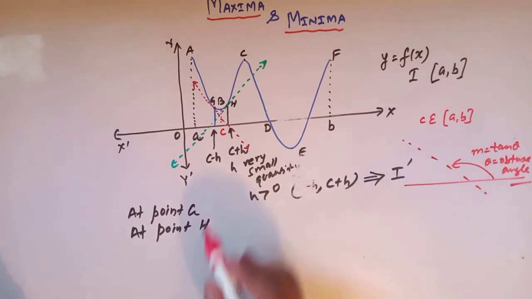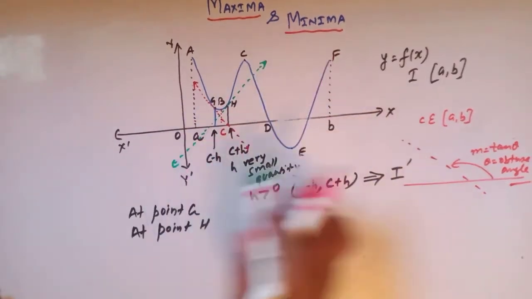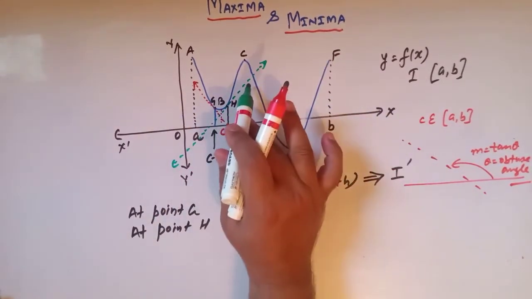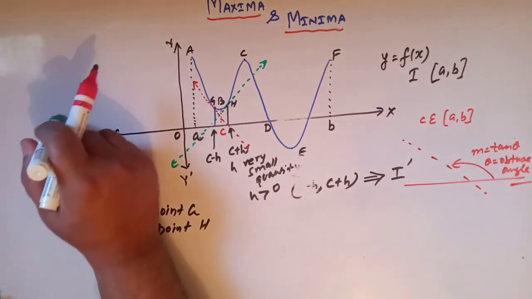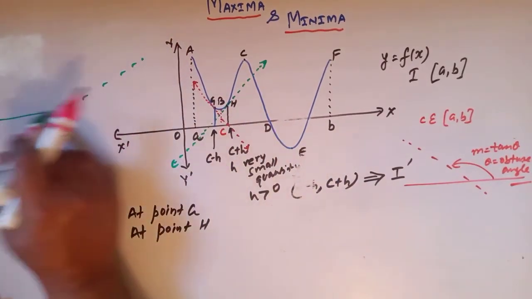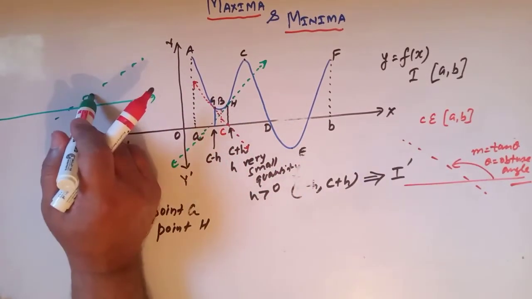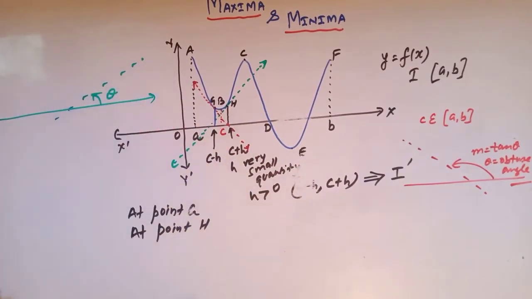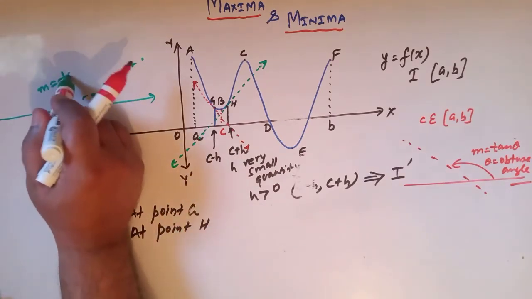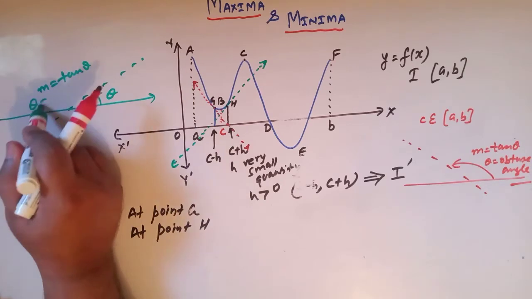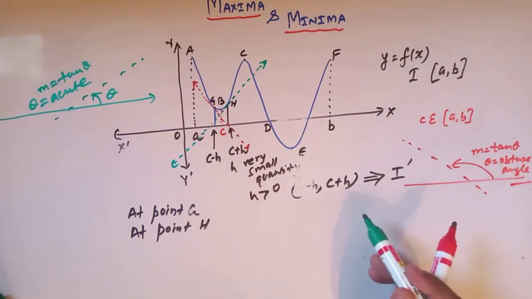Clear? And if we observe the tangent at point H, we see that the tangent is like this, and this is the x-axis, and this angle is theta here. So m is tan theta, and theta is acute.